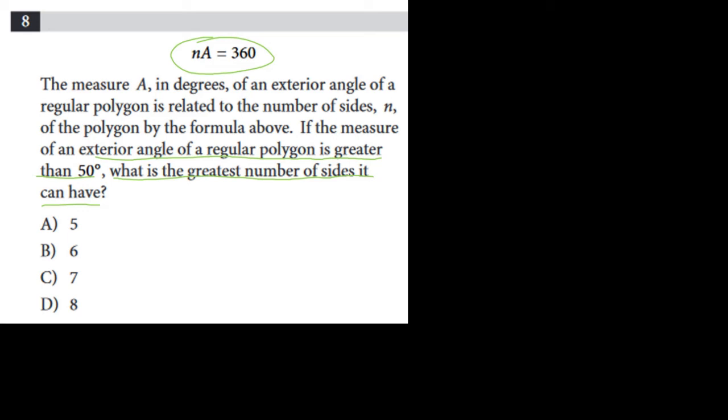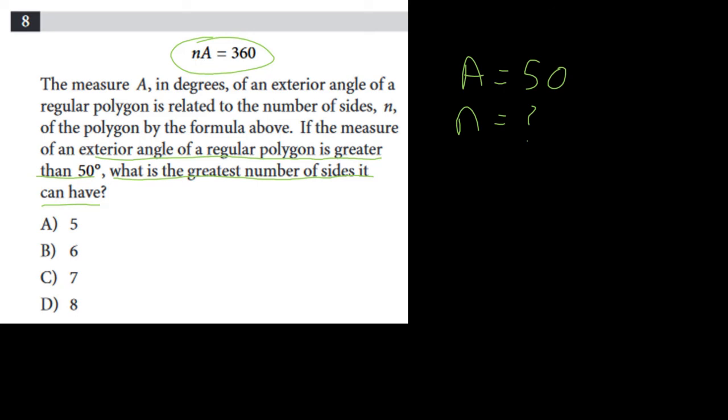So from here, we'll just plug and chug. So it says greater than 50. So I'm just going to use the number 50 because it's the easiest number we can use. So now the angle is going to be 50. This is an approximation. And the n is the number of sides. And we're going to try out B first, right? We always try out B and C first.